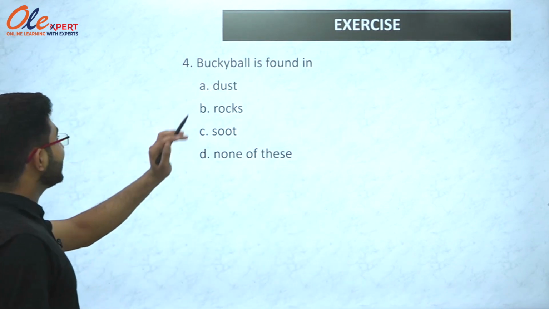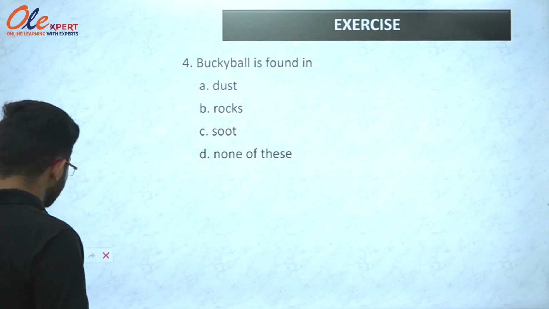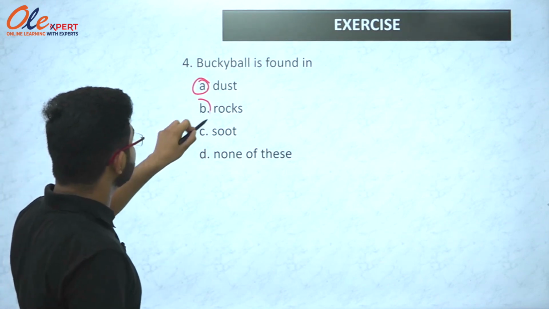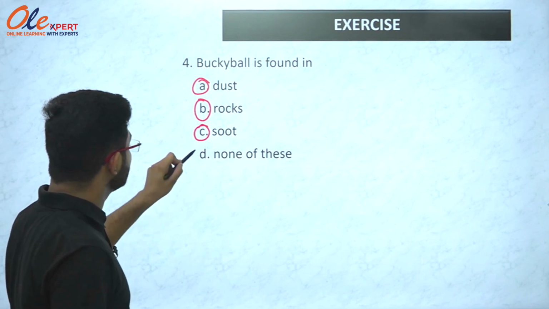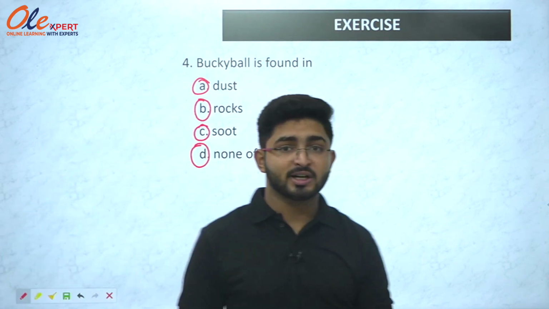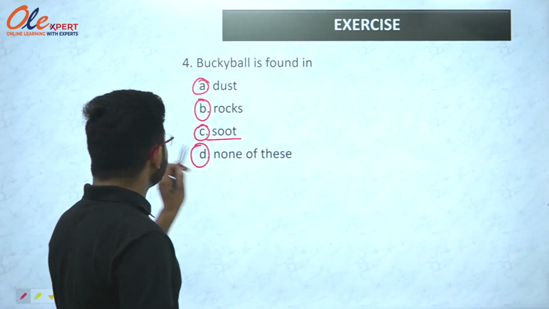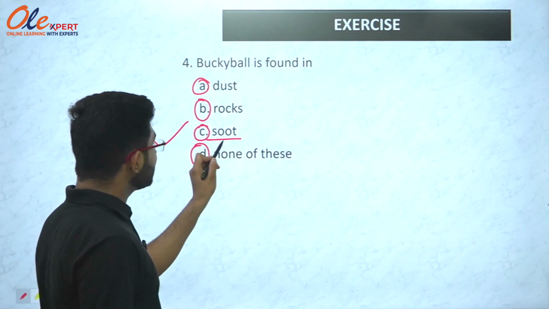The next question says that buckyball is found in what? So the options are option A, dust, option B, rocks, option C, soot, and option D, none of these. So bachcho, during the lectures we have studied that buckyball is found in soot. So the correct answer is option C, that is soot.